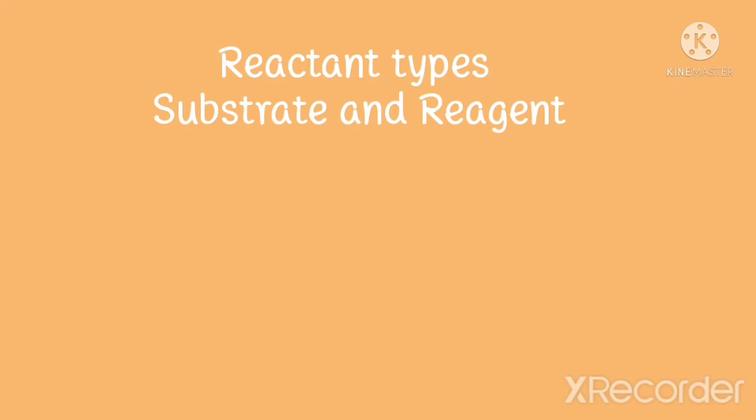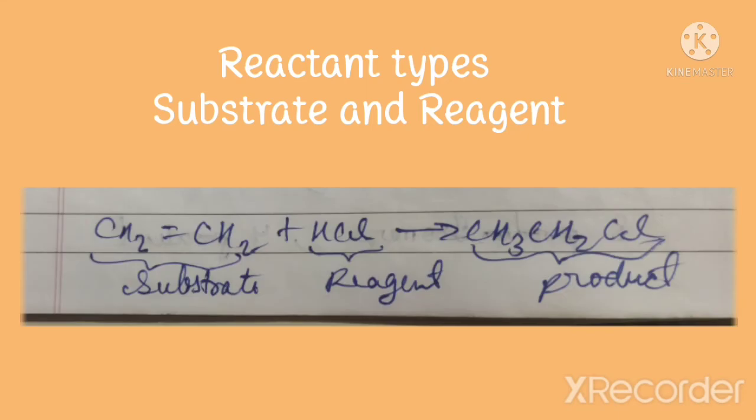Reactants are of two types. One is substrate and another is reagent. What is a substrate? That reactant which undergoes attack by another reactant is known as substrate. And what is a reagent? Those reactants which attack the substrate molecule are known as reagents. Now is it clear? Let us understand by a chemical reaction.